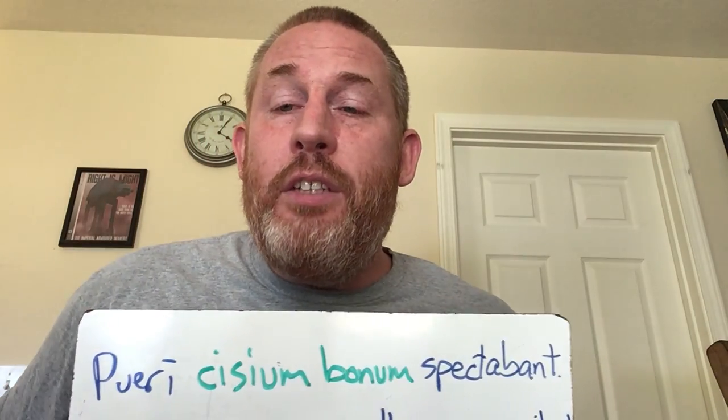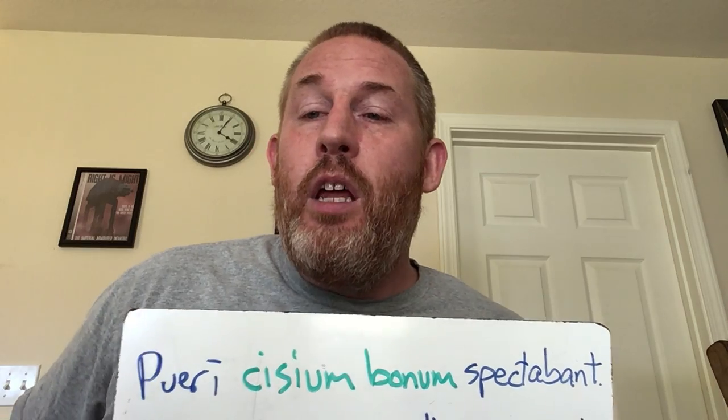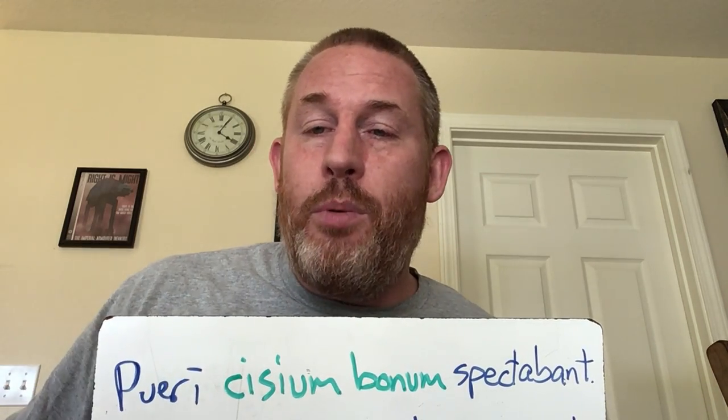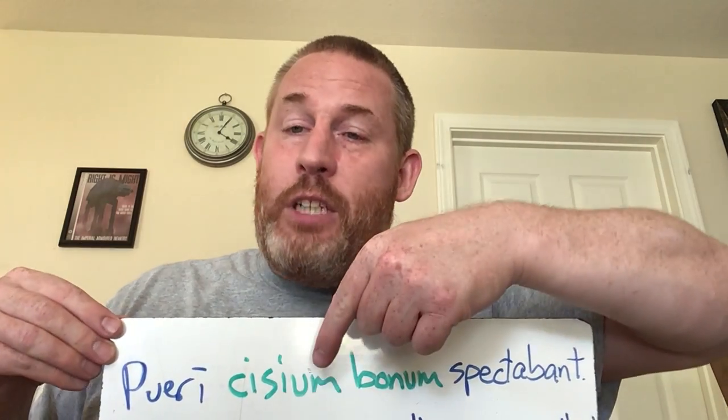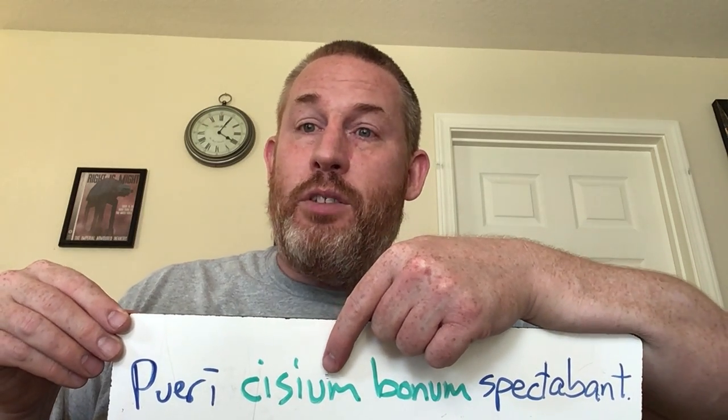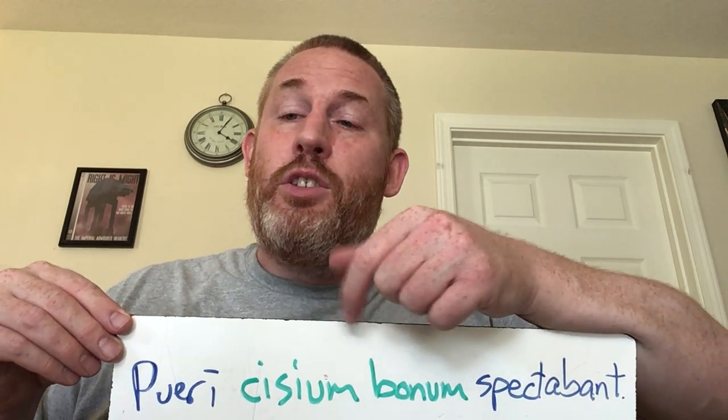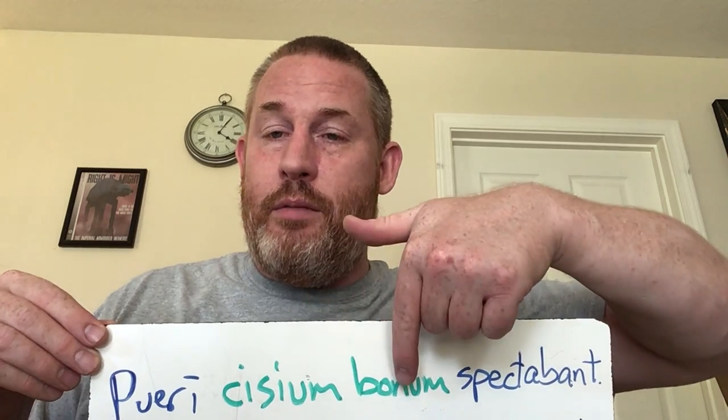Here we go. Remember, I told you adjectives have to match the nouns in number, case, and gender. So, pueri quisium bonum spectabant. The boys were watching the good light two-wheeled carriage. This is a direct object here because it's in the accusative case. Remember, nominative and accusative are the same. So the boys were watching this thing.